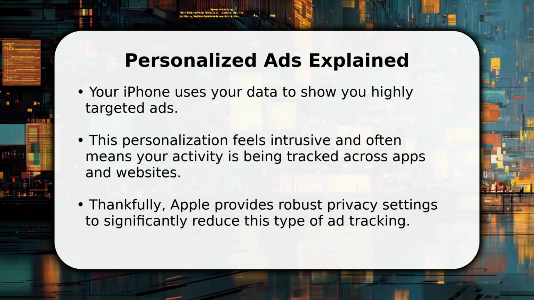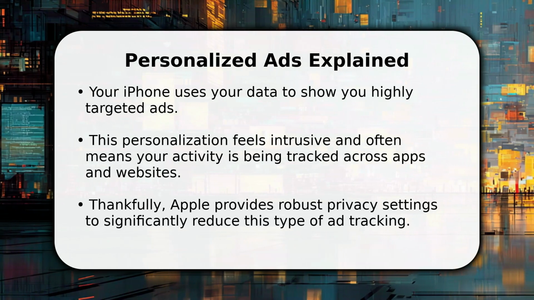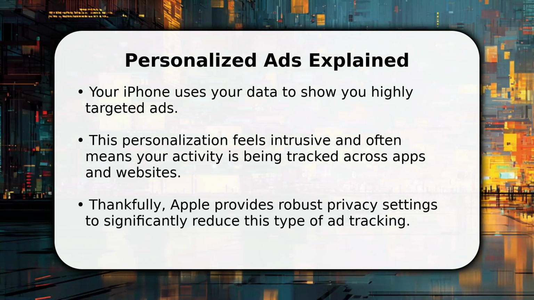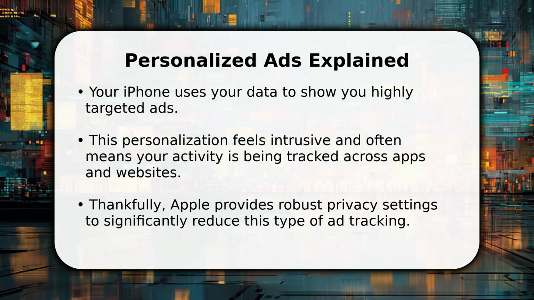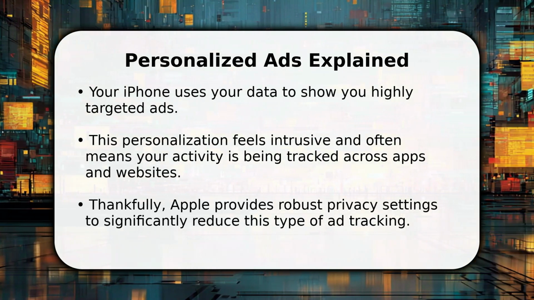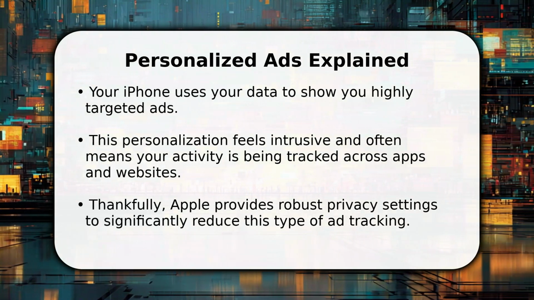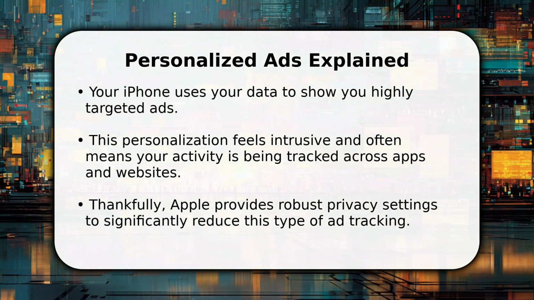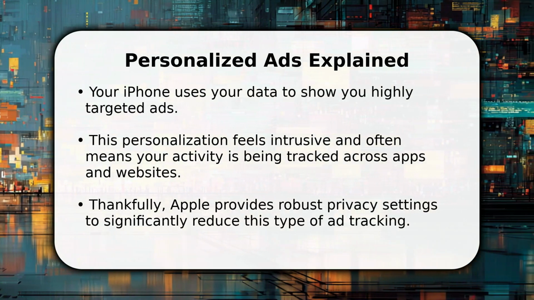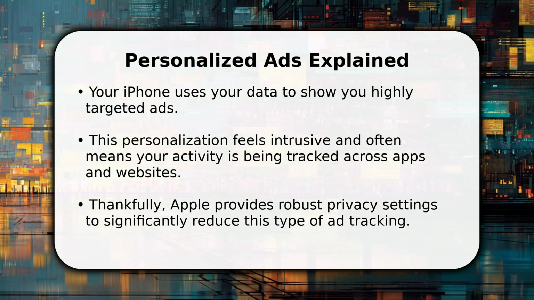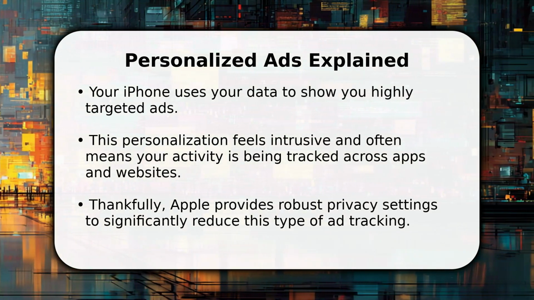Your iPhone constantly gathers data to present you with highly targeted ads, making your online experience feel deeply personalized. This often means your activity is tracked across various apps and websites, sometimes feeling a bit intrusive. But don't worry, in 2025, Apple still offers powerful, built-in privacy settings that let you take control. We'll show you the most effective way to significantly reduce this type of ad tracking, enhancing your digital privacy instantly.